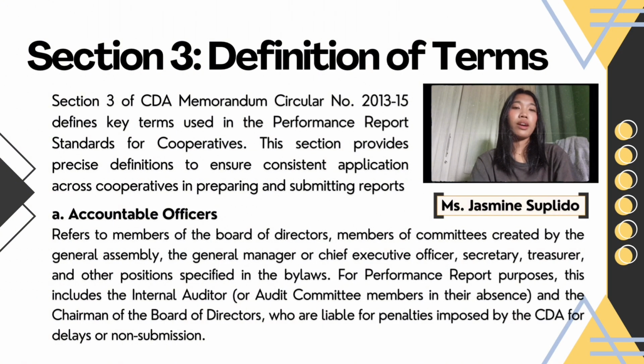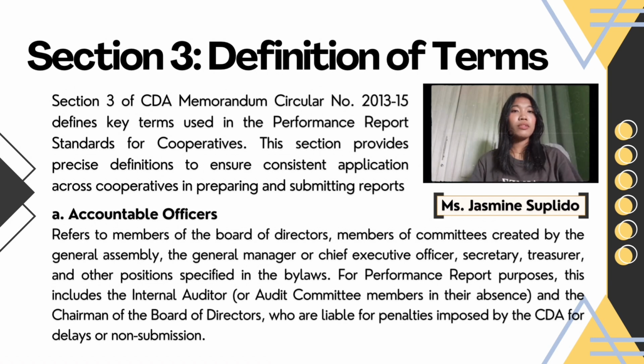This section provides clear definitions of important terms used in performance report standards. These definitions help ensure that all cooperatives have a common understanding when preparing and submitting their reports. Some of the key terms include accountable officers, which refer to board members, committee members, and key officers such as the general manager, secretary, and treasurer. For performance reporting, this also includes the internal auditor and the chairman of the board, who may be held liable for penalties in case of late or non-submission.